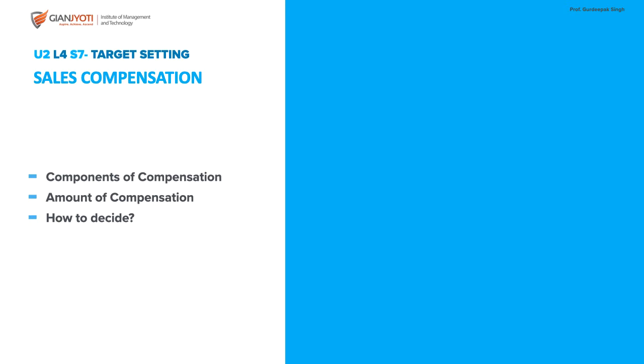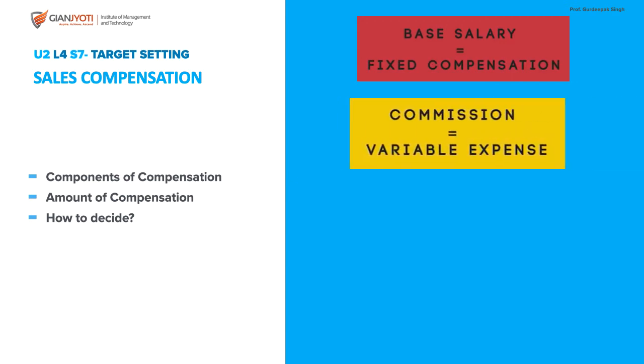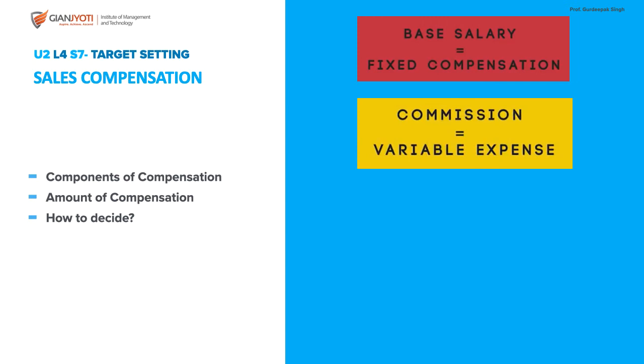So next we talk about sales compensation. If the sales force is doing well, they are compensated for the extra efforts of the sales they are bringing in. So firstly, let us talk about the components of compensation. In the compensation, you have the base salary, which is your fixed compensation. Then you have the commission, which is the variable expense.